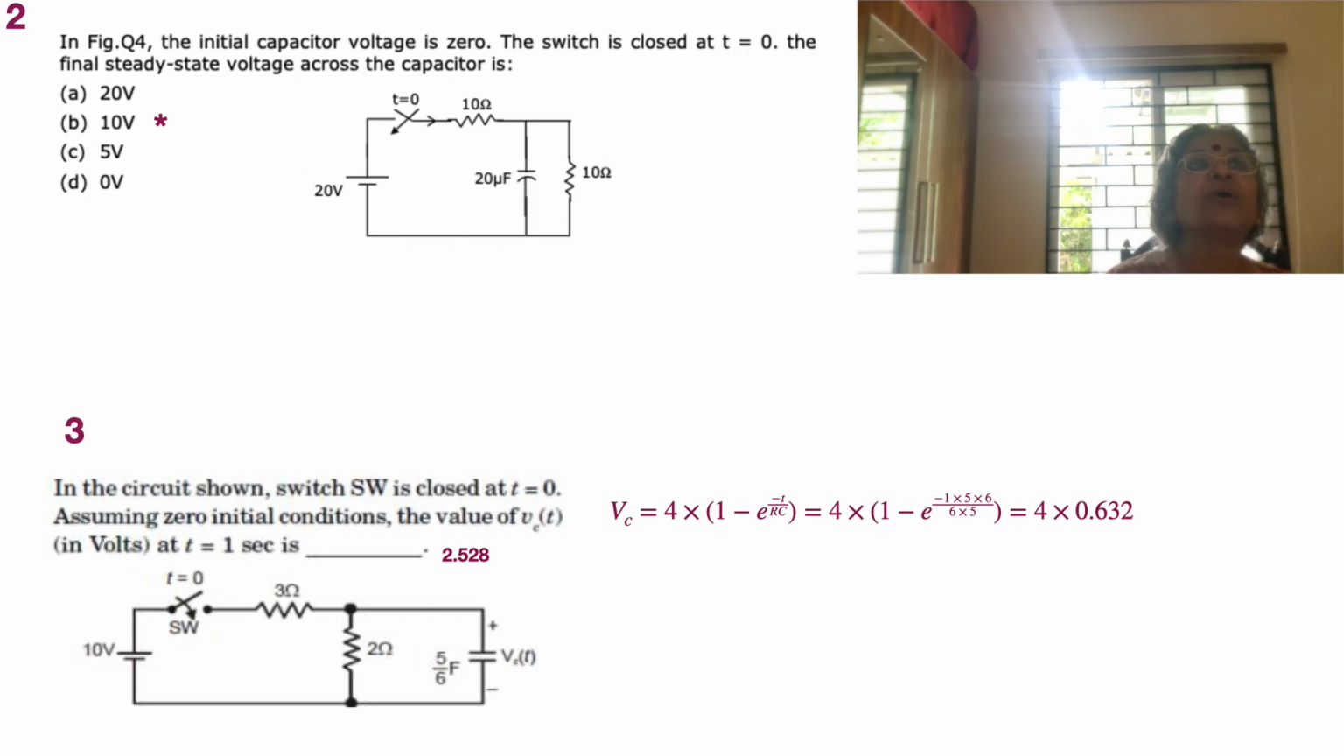Okay, so this is a very important quantity, e raised to minus 1. It's equal to 0.367. So 1 minus e raised to minus 1 is something that you can remember forever. It's equal to 0.632. So 4 into 0.632 gives us 2.528 as the voltage built up across the capacitor in 1 second.